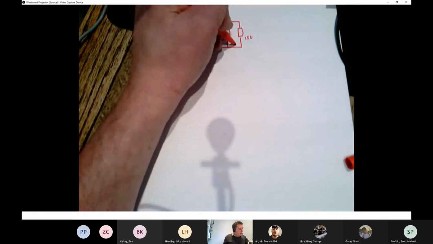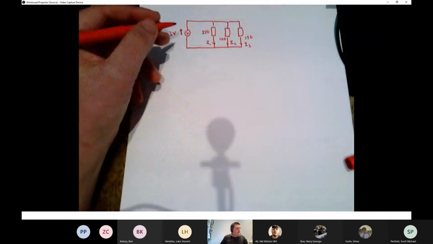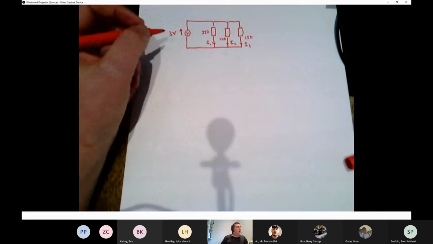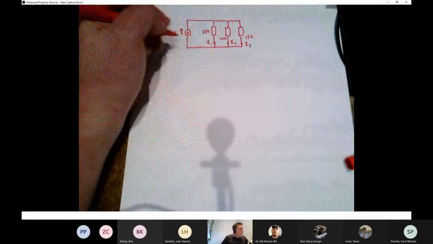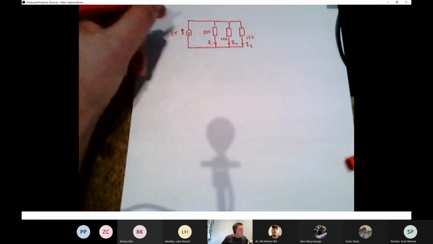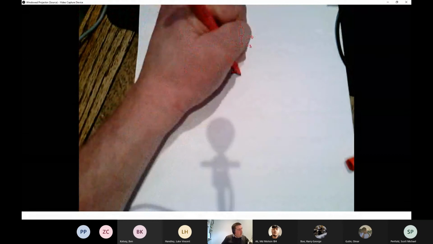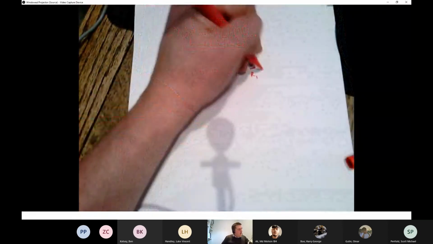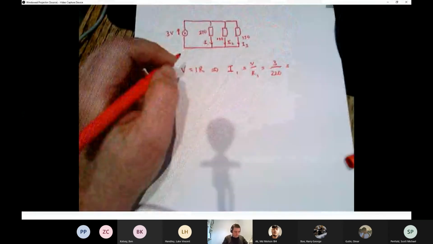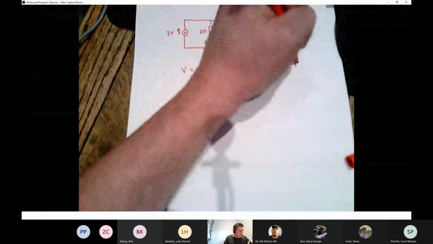So I'm going to mark I1, I2 and I3 on my diagram. And again, for each branch of the diagram, we now know something fairly straightforward because we know the voltage and the resistance. So from V equals IR, we can write down I1 equals V over R1, which is 3 over 220, which is 13.6 milliamps.